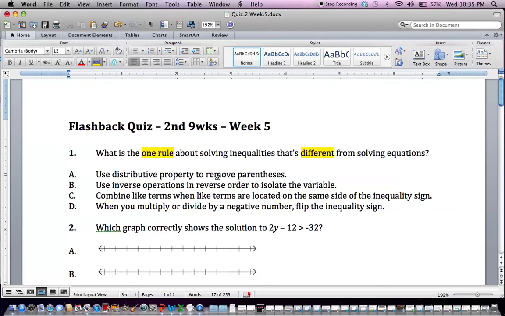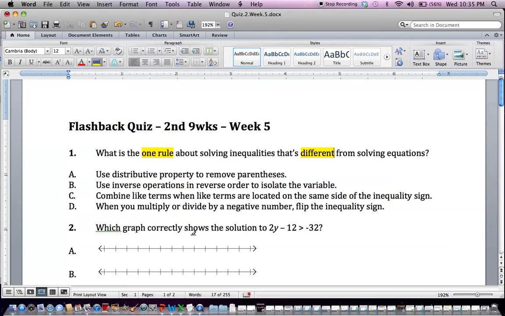A, use the distributive property to remove parentheses. B, use inverse operations in reverse order to isolate the variable. C, combine like terms when like terms are located on the same side of the inequality sign. D, when you multiply or divide by a negative number, flip the inequality sign. Okay? What's the one rule that's different?